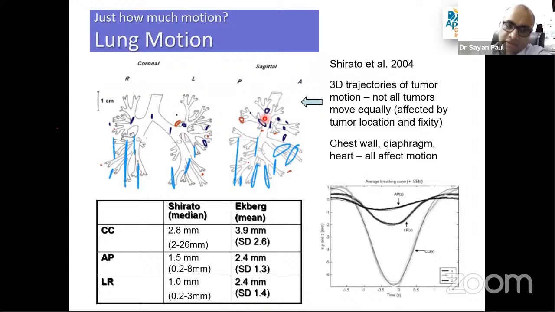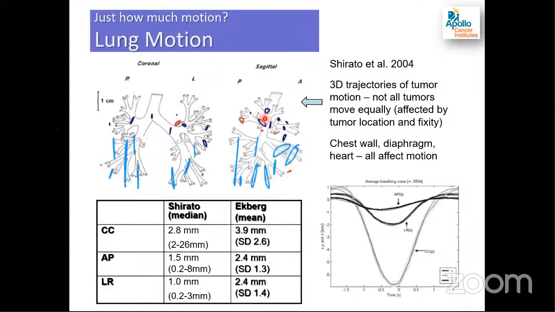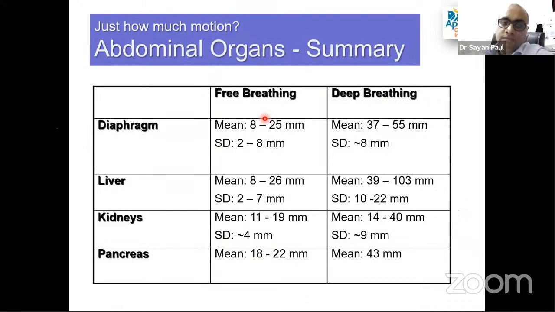It is actually significant. For lung, in published data, it can be up to 26 millimeter in craniocaudal, 8 millimeter AP, and left to right can be 2 to 3 millimeter. For other structures like diaphragm, it can be up to 25 millimeter, or in deep breathing, it can be 55 millimeters, quite high. For liver also, it is 2 to 3 centimeter. For kidneys also around 2 to 4 centimeter, pancreas also 2 centimeters. So there is significant organ movement during the treatment.